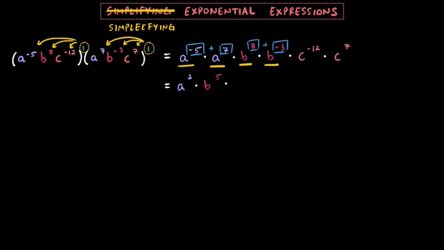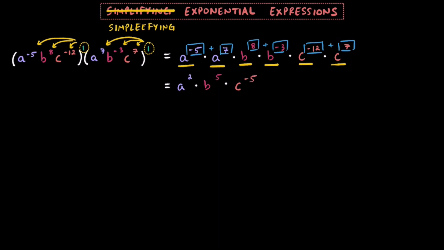And then finally, we have these c's. So the c to the negative 12th power times c to the 7th power, those can be combined. If we go ahead and just add this negative 12 and this positive 7 together, negative 12 plus 7 is going to be a negative 5. So we're going to go ahead and rewrite this final part as c to the negative 5th power.